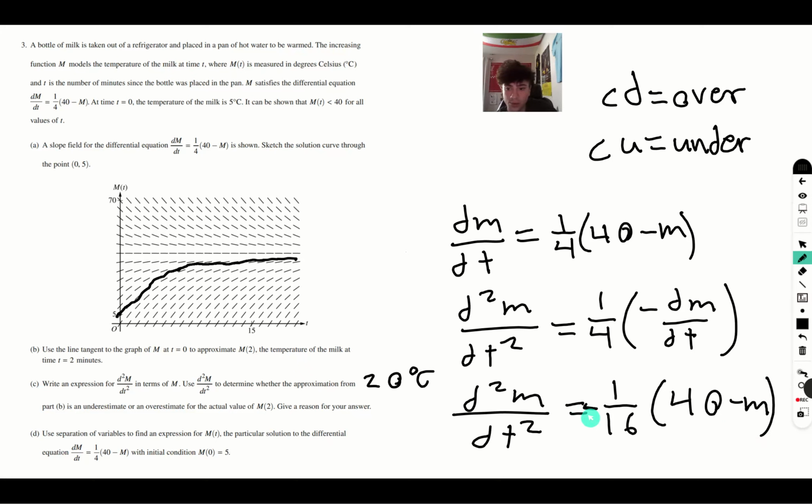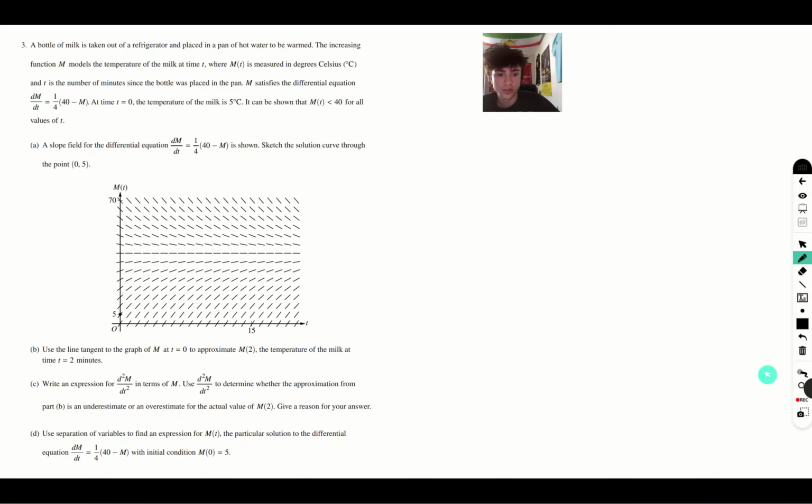And here we can say that this part of the equation is negative, and since m of t is less than 40, this part is positive, and a positive times a negative is always going to be negative. Therefore, d squared m/dt squared is negative, meaning that it is concave down, meaning that we have an overestimate.